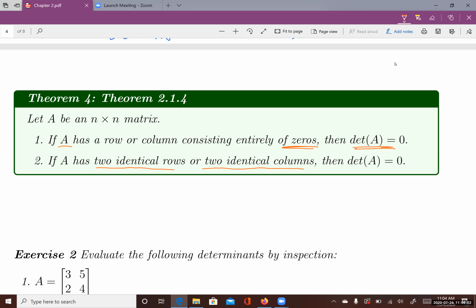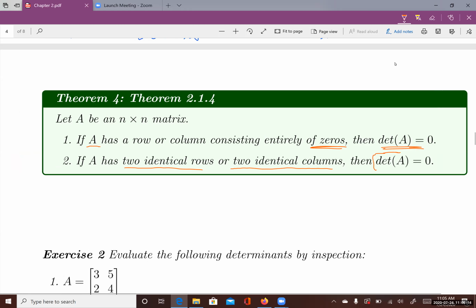Or you can think of it this way: if you have the same rows or columns, you can do row operations. Then the next equivalent matrix will have an entire row or column of 0s. That's why you can determine that the determinant of that matrix should be 0. Again, same rows, same columns, determinant 0. If there is a row or column consisting of entire zeros, then the determinant is also 0.